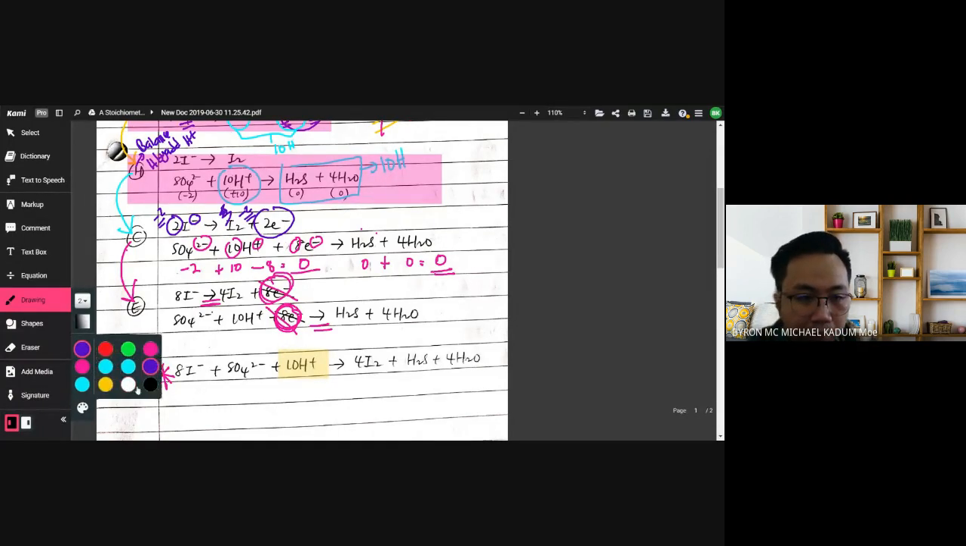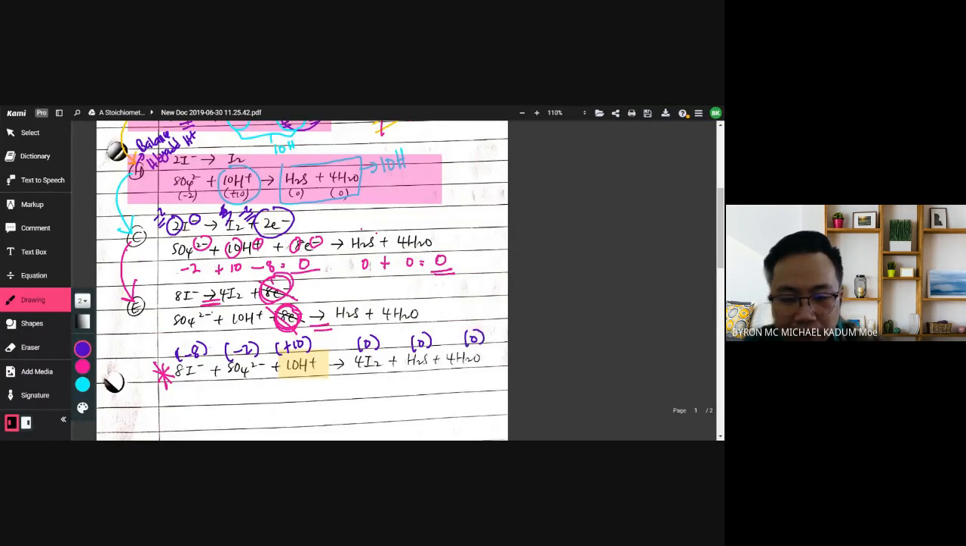Okay, negatif 8. Ini negatif 8. Ini negatif 2. Ini plus 10. So sini sifar, sebab tidak ada charge. So dari segi charge pun sudah seimbang. Dari segi bilangan atom pun sudah seimbang. So maksudnya ini sudah dikira sebagai balance. So itu caranya untuk kita cek. Kita boleh cek sendiri actually sama ada sudah balance ataupun tidak.